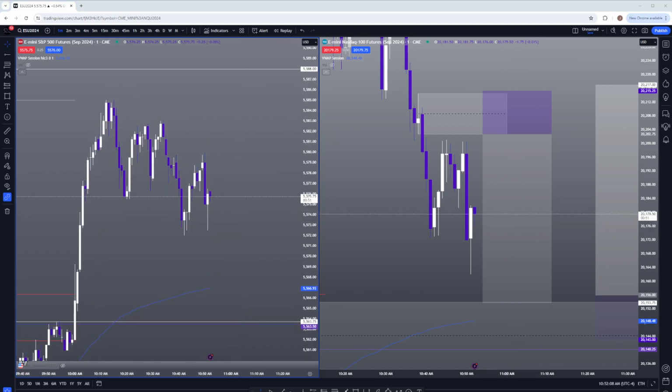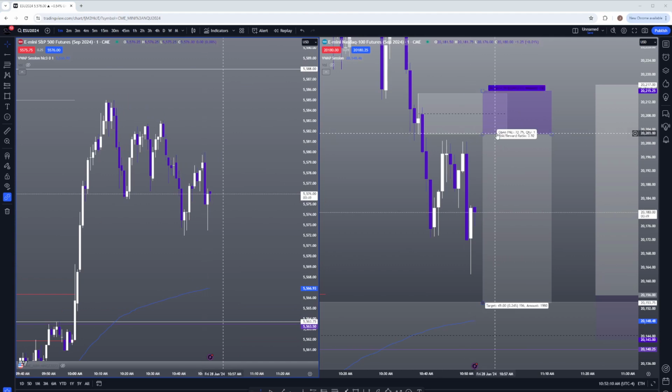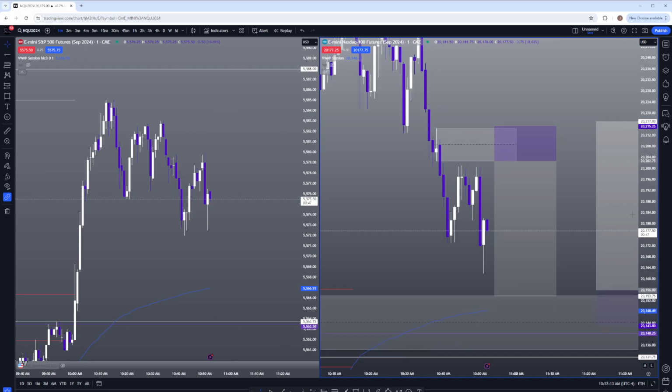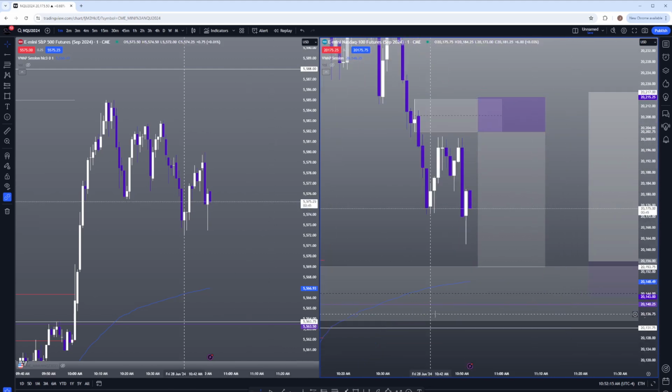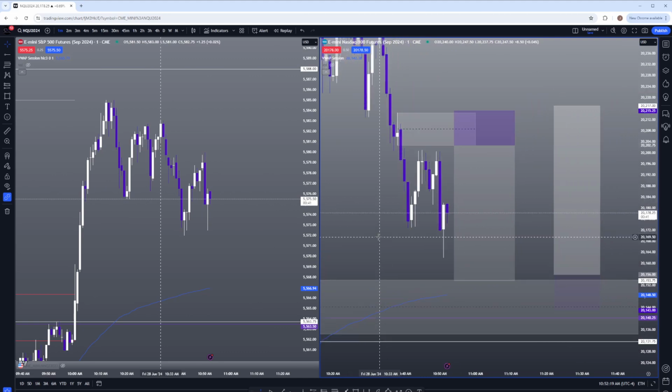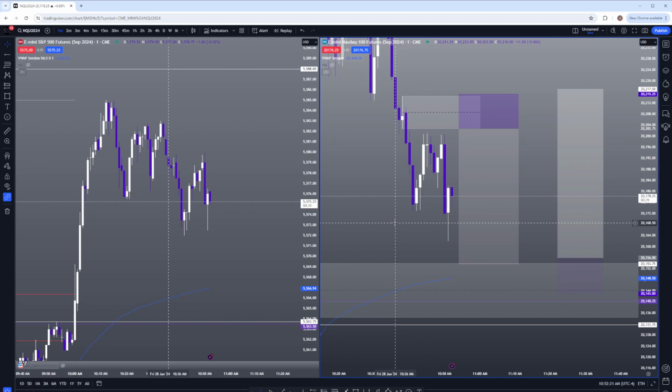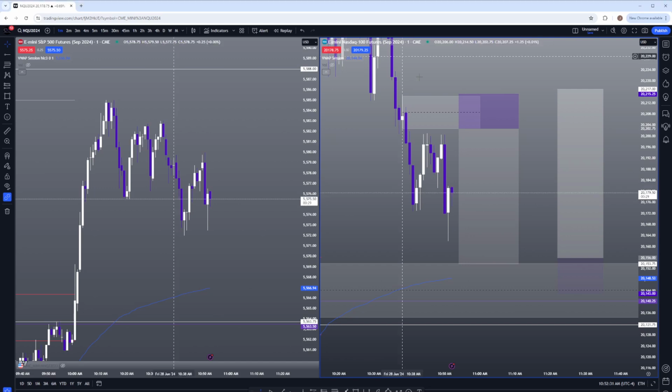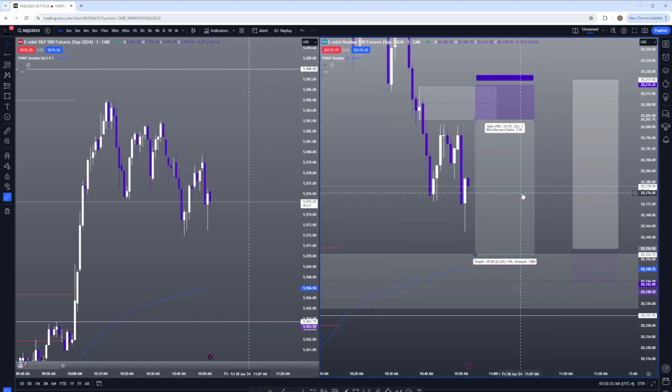The VIX is still very bearish. So overall, my bias is extremely bullish right now. Just waiting for us to tap into that breaker. So let's see if we want to do that.